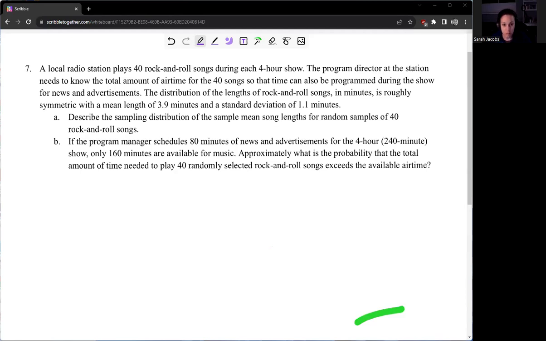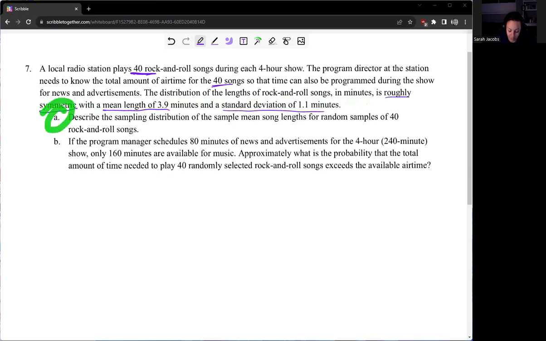I want to do a quick run through of question 7 from the classwork. So, a local radio station plays 40 rock and roll songs during each 4-hour show. The program director at the station needs to know the total amount of airtime for the 40 songs so that the time can also be programmed during the show for news and advertisements. The distribution of the lengths of rock and roll songs in minutes is roughly symmetric, with a mean length of 3.9 minutes and a standard deviation of 1.1 minutes. So I'm also going to underline that it's roughly symmetric. This is all important information.